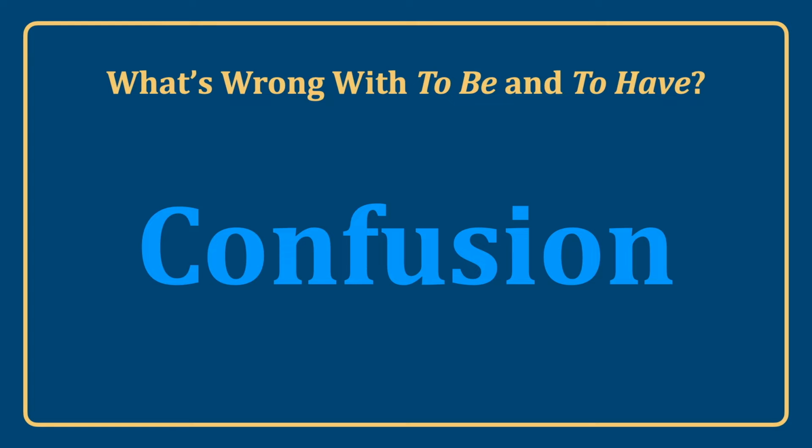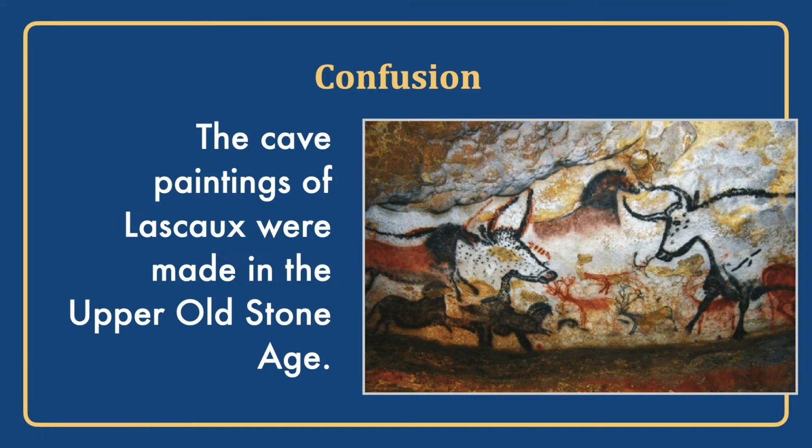Another problem with to be and to have is that it causes confusion. Too often they make it hard to say who's responsible for what. So for example, the cave paintings of Lascaux were made in the Upper Old Stone Age. Were made? By whom? When? Under what circumstances? The more passive the construction, the more you miss this information.